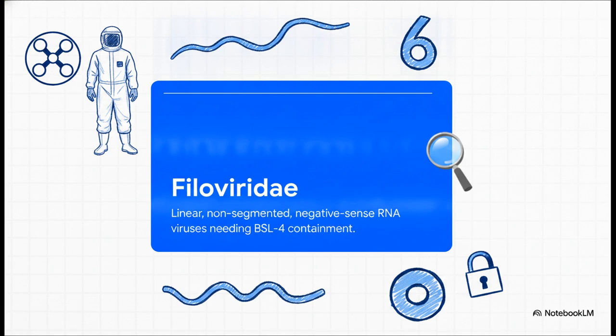Genetically, we're looking at a linear, non-segmented, negative-sense RNA virus. But here is the absolute most critical takeaway. These are WHO risk group 4 pathogens, meaning handling the live virus requires a biosafety level 4 or BSL-4 laboratory. We're talking full-body positive pressure suits and absolute maximum containment.